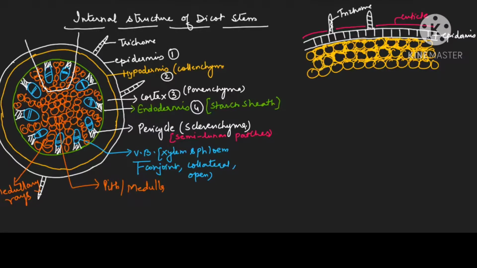After this, you have to draw the next layer, which is your cortex. Means you have to draw parenchymatous cells, so you can leave intercellular spaces here because they are parenchymatous. So 2-3 layers it should be.